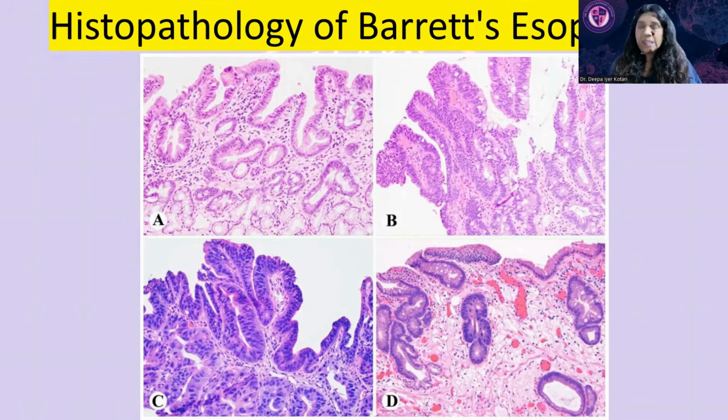Patients with indefinite for dysplasia have an annual progression rate of 0.85 to 1.4. Also very important is that your endoscopist should give you ample sampling. Don't talk about the diagnosis, whether it is indefinite or definite, unless you have ample sampling.